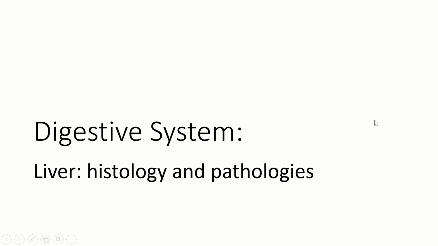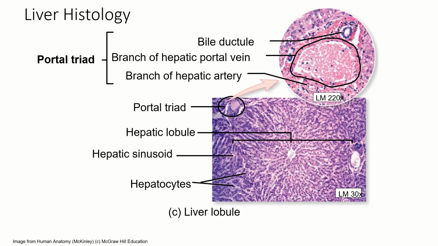So we've learned about the liver. We've learned about its gross structures, its microscopic structures. Now let's learn about the histology, look at some slides, and talk about liver pathologies.